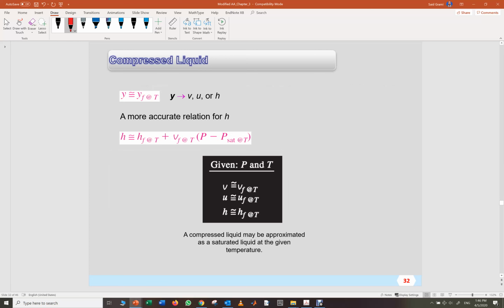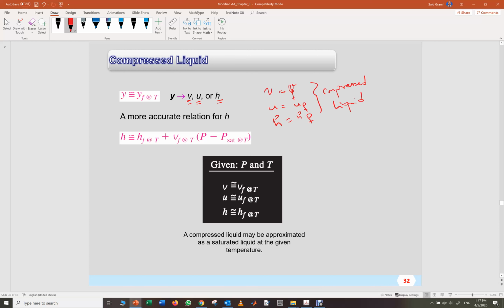Now, for compressed liquid, Y is equivalent to Yf at T. That means Y can be the specific volume, the internal energy, or the enthalpy. So if we are in compressed liquid, we can take V equal to Vf, or U equal to Uf, or H equal to Hf. This is only in compressed liquid.